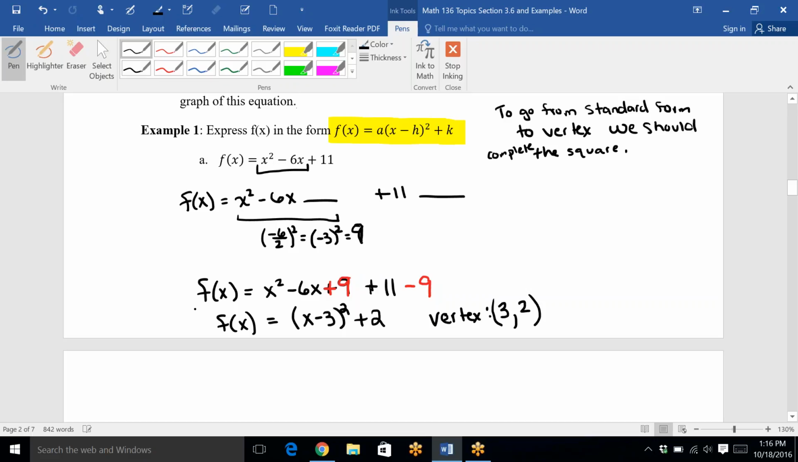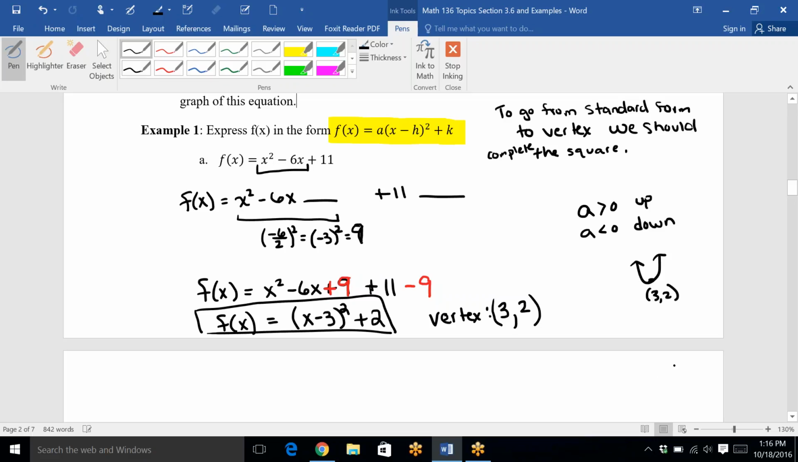So if I wanted to graph this quadratic, I would know that in fact, the lowest point, since this is a positive 1 up front, it's going to be up. If a in front is greater than 0, your parabola opens up, and if a is less than 0, your parabola opens down. So since we have a positive 1, we're opening up, and the lowest point then of that parabola would be (3, 2). So you already know quite a bit about the graph.